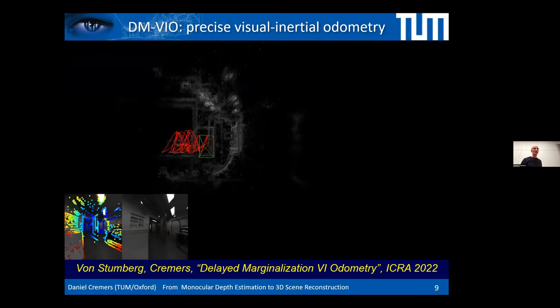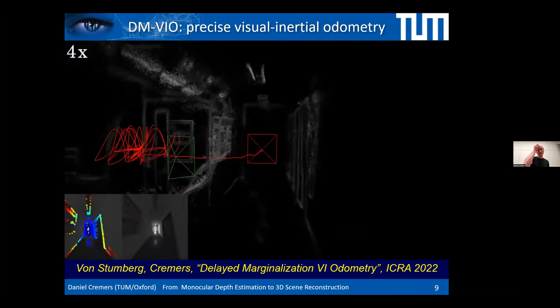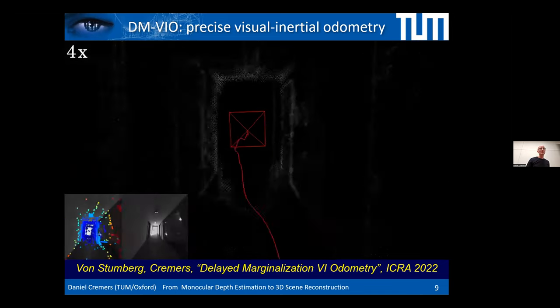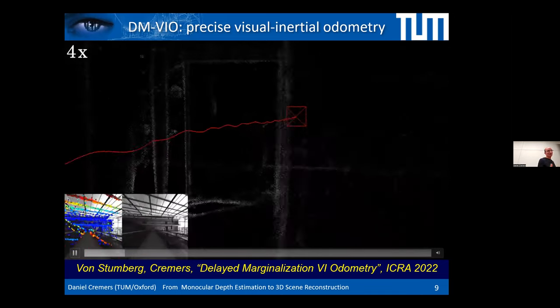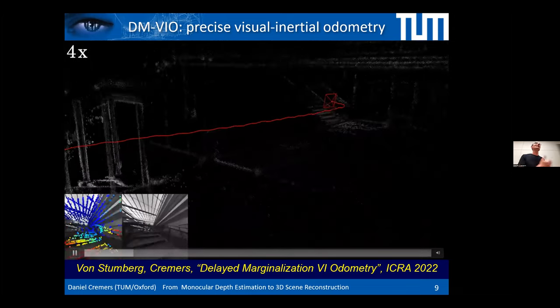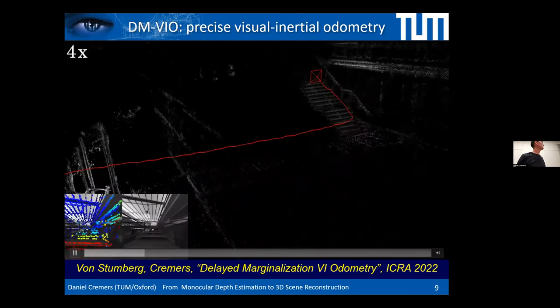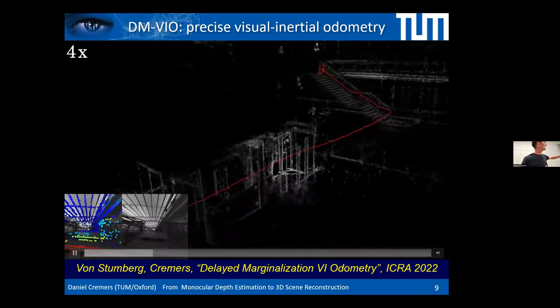That could be a second camera, could be GPS, or it could be inertial. So here's one example. This is enhancing direct sparse odometry with an inertial sensor. It's a technique that Lukas von Stumberg called DM-VIO, for delayed marginalization. I don't want to go too much into the technicalities, but here you see the system in action. It uses basically what you have on a smartphone, a camera and an inertial sensor. But it can track the system at very high precision.